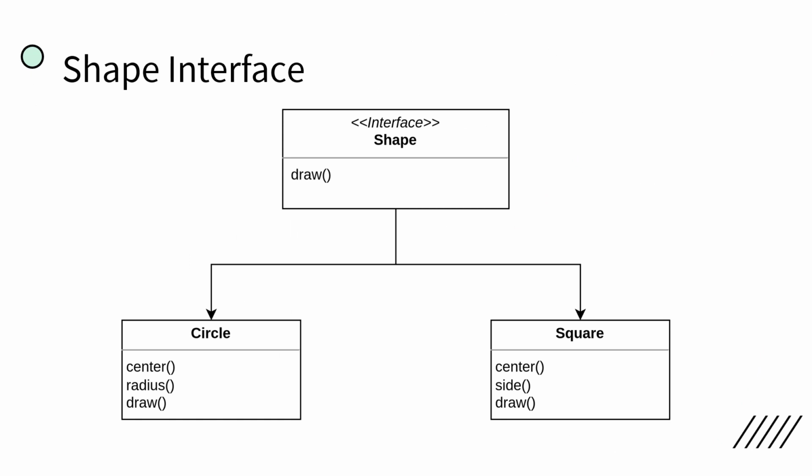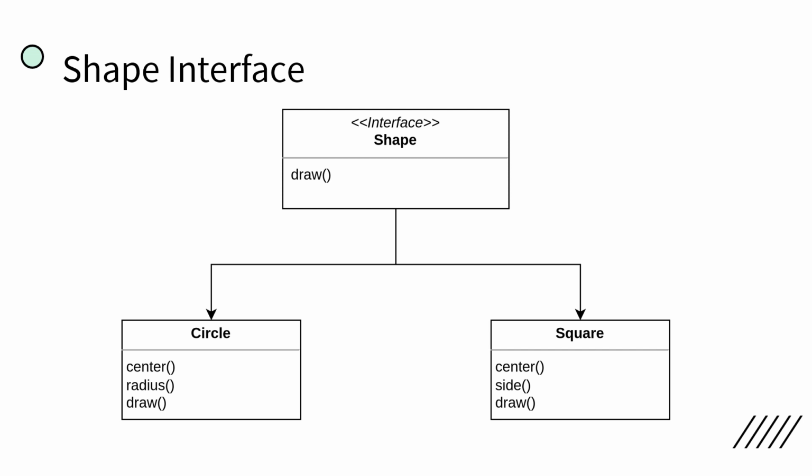To understand where this design pattern comes from, let's take a look at the shape interface and its implementations. We have two derived classes that implement the shape interface, circle and square. The shape interface provides a draw function template that all child objects must implement. This is a simple interface.